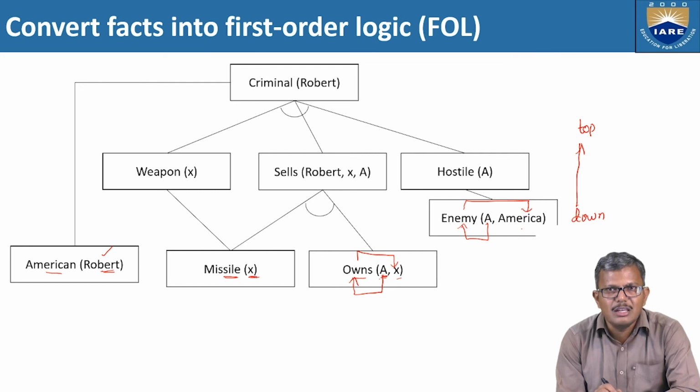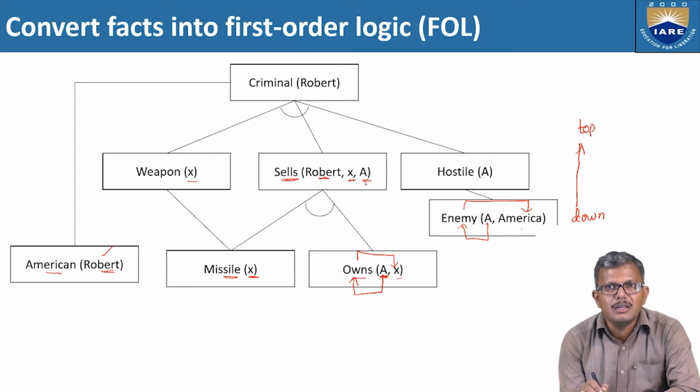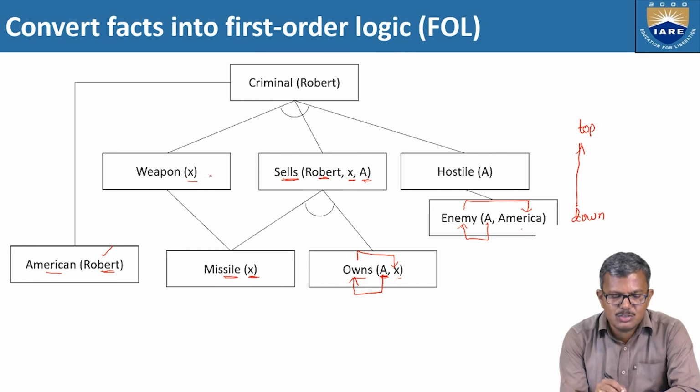There are other possibilities. From this case also you can prove it. How? If X is a missile, you represent that X as a weapon. If X is a weapon, who is owning that X? It is owned by A. So how does A own the missiles? Because robot sells them. Robot sells missiles to the hostile nation A. With these two facts also you can prove that robot is a criminal.